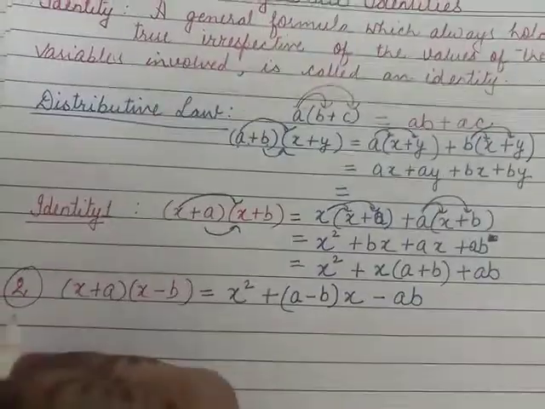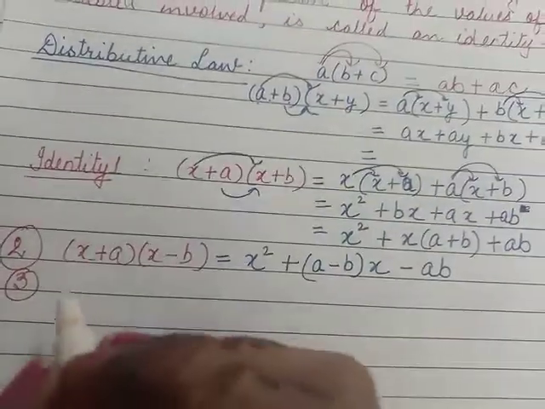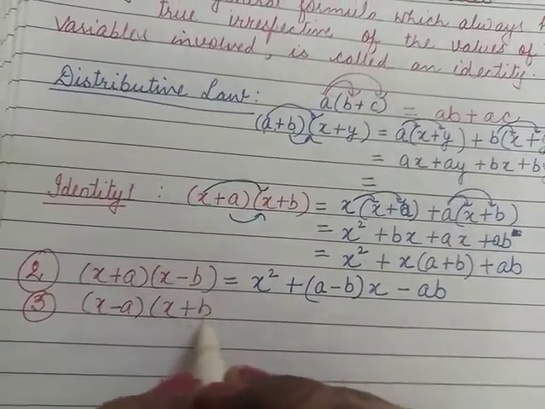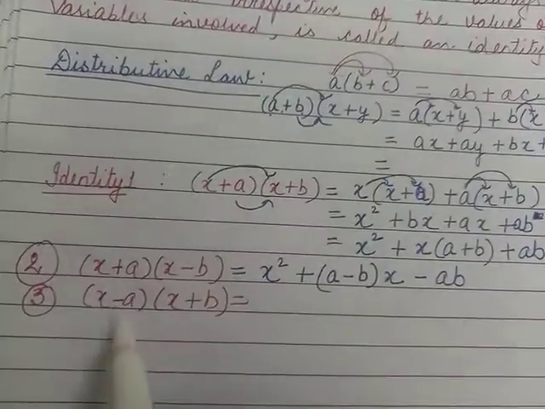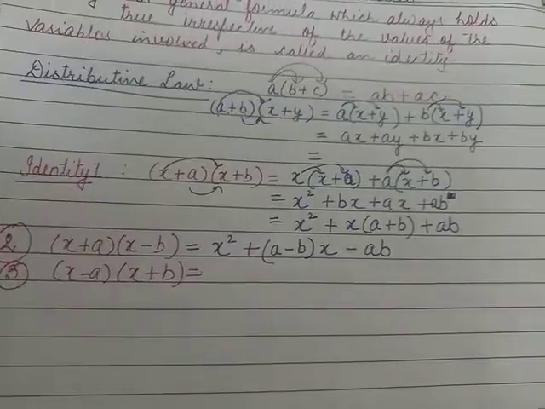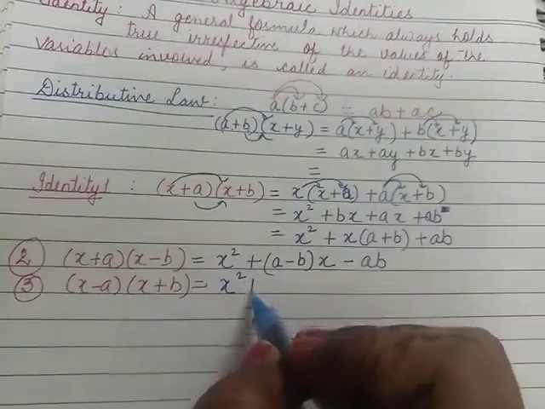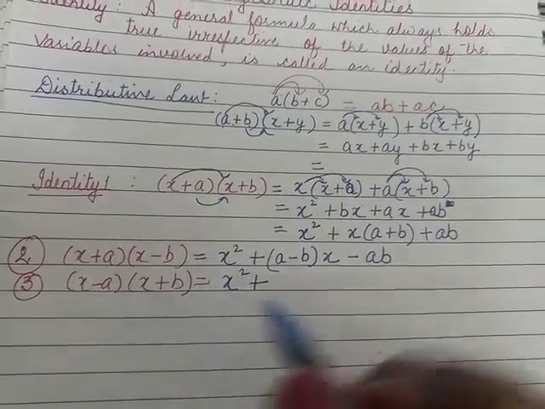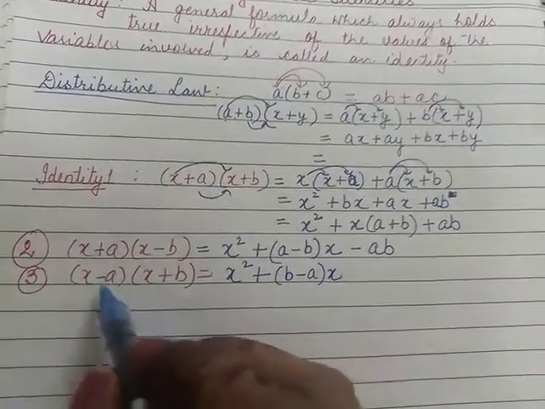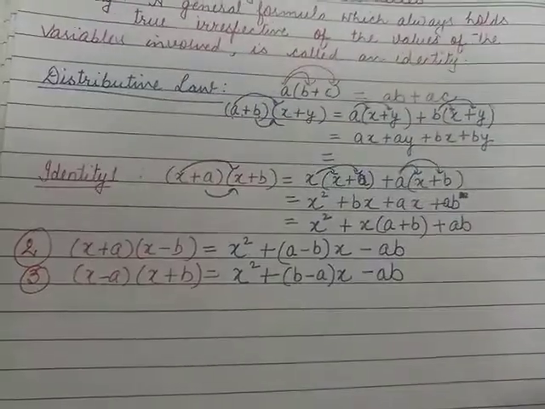Similarly, the third identity that we are going to discuss is x minus a and x plus b. Now a is negative and b is positive. So how we are going to write the identity? First you write the x square, then plus sign. a is negative and b is positive, so we'll write b minus a into x. Again, one is positive and one is negative, so it is going to be minus ab.